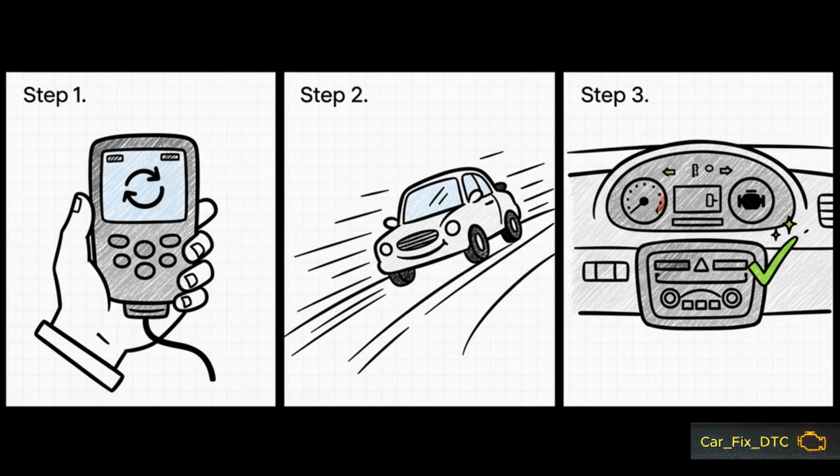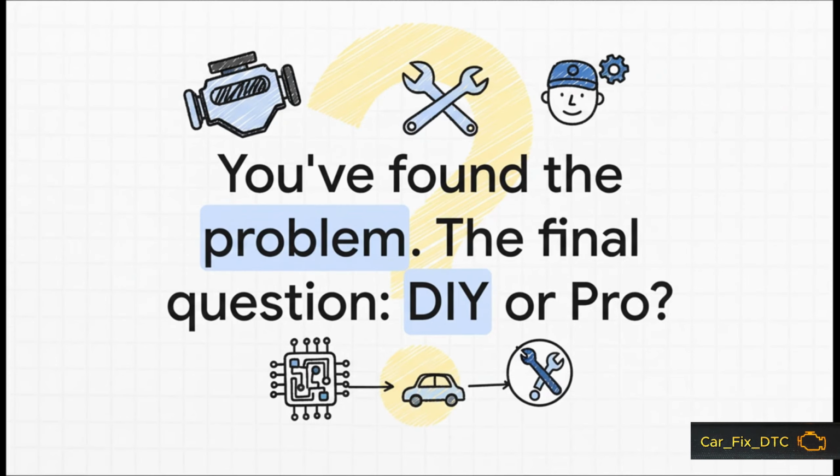And hey, one last thing. This is a super important step, so don't skip it. Once you've replaced the part or fixed the wire, you have to use your scanner to clear the P0201 code from the computer's memory. Then take the car for a good, solid test drive. Make sure that rough idle is gone, the power feels right, and most importantly, that the check engine light stays off. And there you have it.